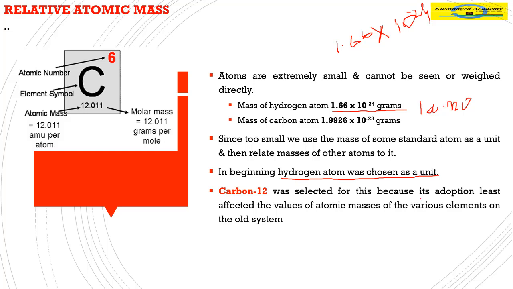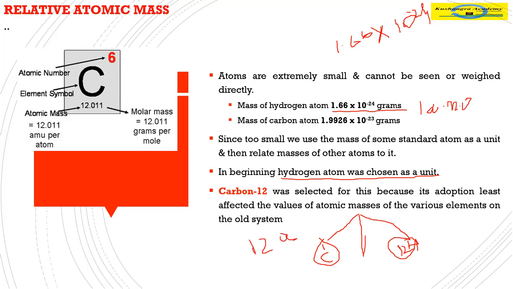So scientists said that the mass of 12 hydrogen atoms is equal to the mass of 1 carbon atom. We can understand this from this diagram. We will take a beam. Here is 1 atom of carbon and here are 12 atoms of hydrogen. It says that 12 hydrogen atoms are equal to the mass of the 1 carbon atom, and so we take the mass of the carbon as 12 AMU.